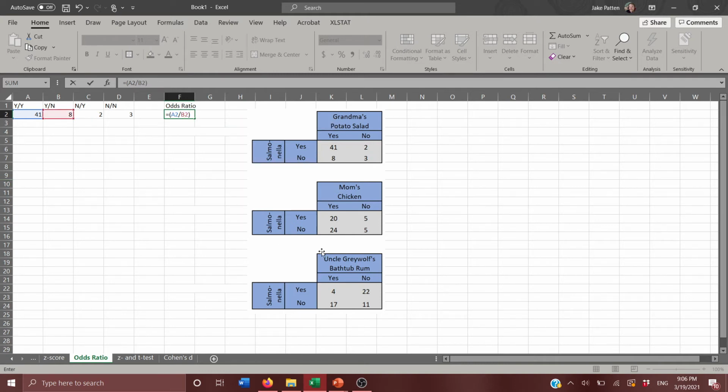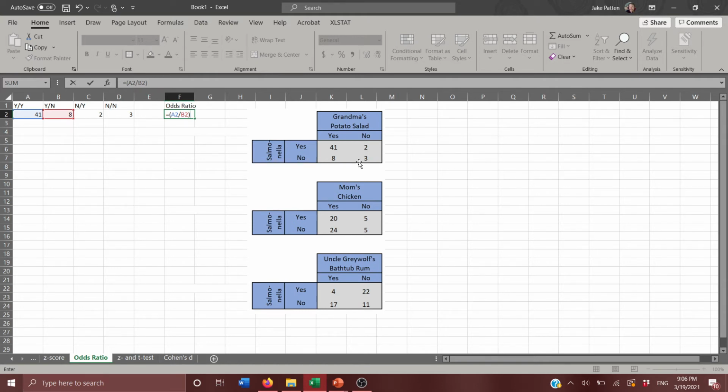So what this is doing is giving us the yes, people who ate potato salad and got salmonella, over yes, people who ate potato salad and didn't get salmonella. So we're looking at just people who ate potato salad, and we're looking at the proportion of people who got it versus people who didn't. So we're dividing people who got it over people who did not. So that's what we have.